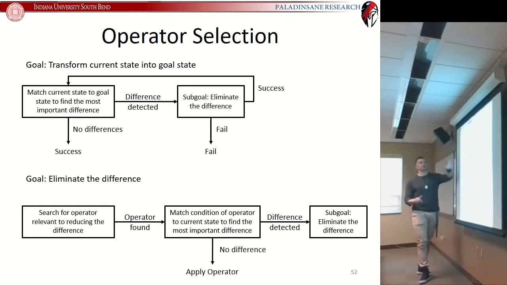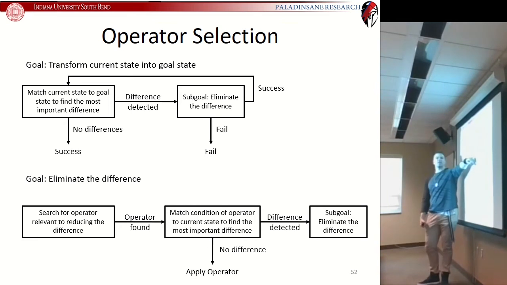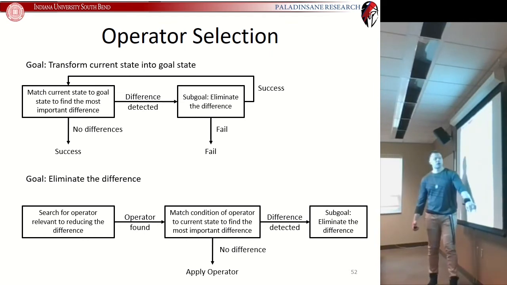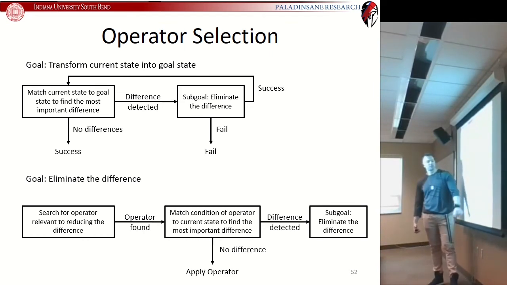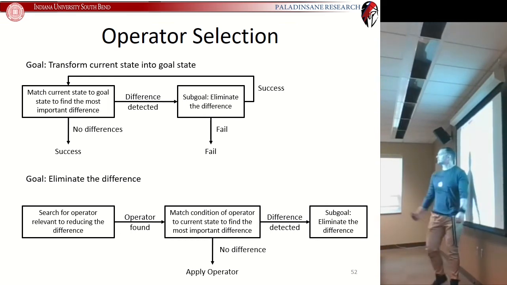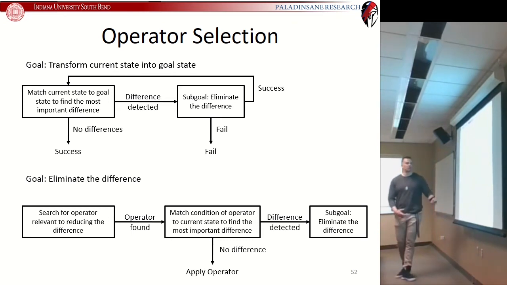So notice in this means-end analysis, it's a continuous analysis where you look for the most important difference, and then you have that sub-goal to eliminate the difference. And then you look inside that sub-goal. How do I eliminate the difference? You find an operator that says, this is what we need to do. If you can apply it, you just apply the operator. If you can't, you have to eliminate the difference that is not allowing you to apply that operator.